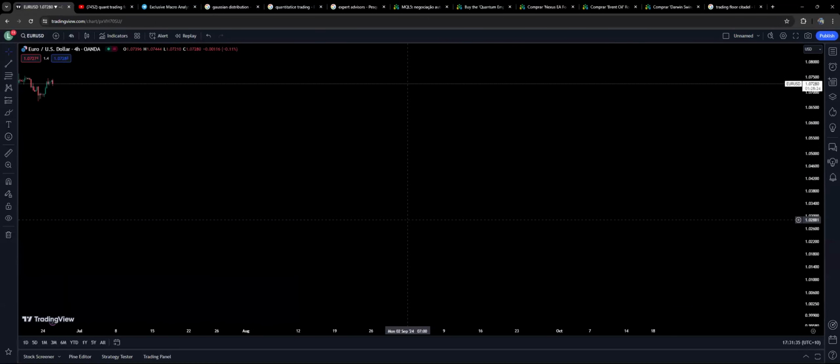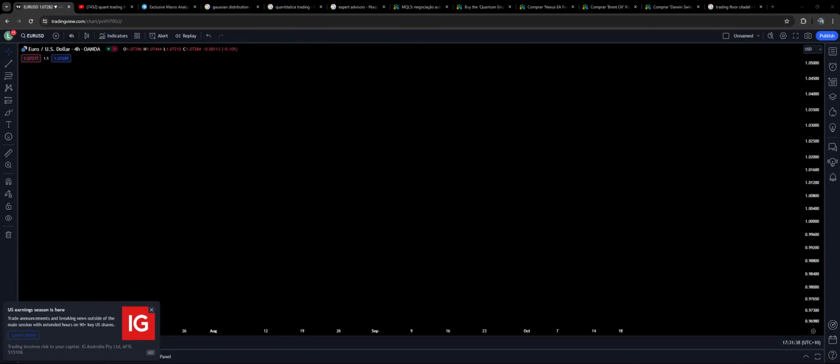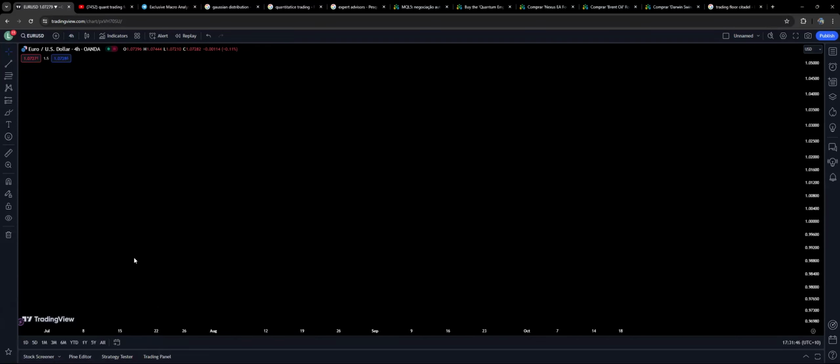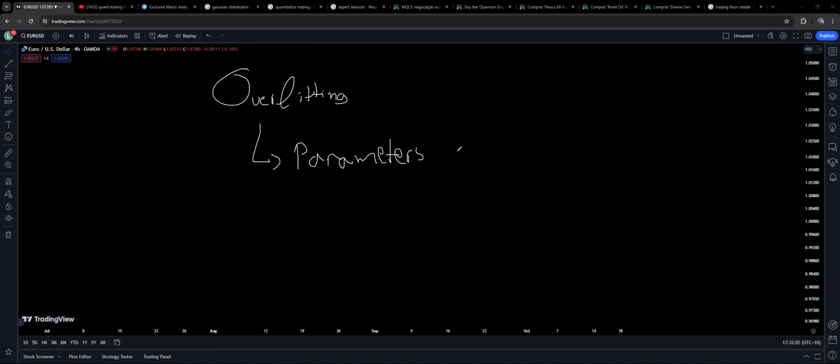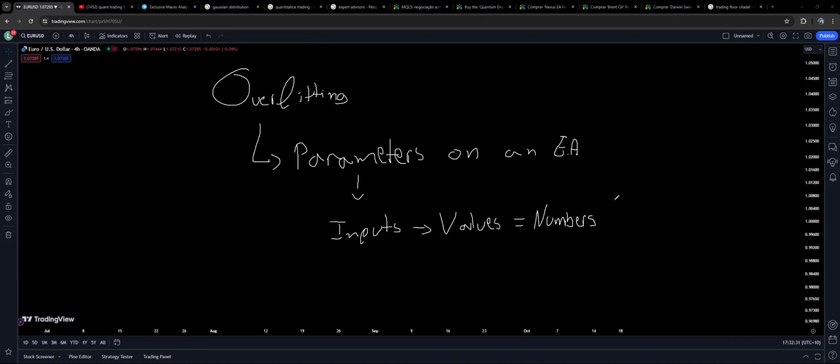So what overfitting does, let me grab my pen again. We have parameters on an EA. Parameters are inputs, and inputs are values, and values are numbers or words.